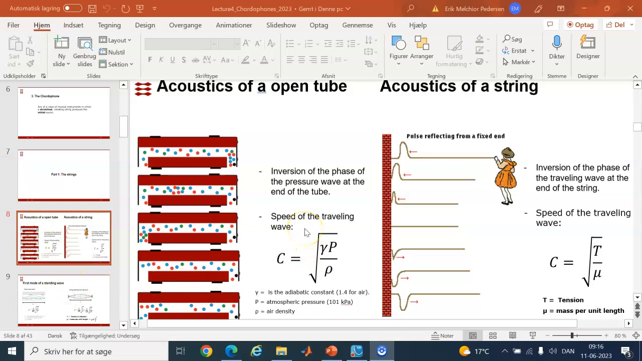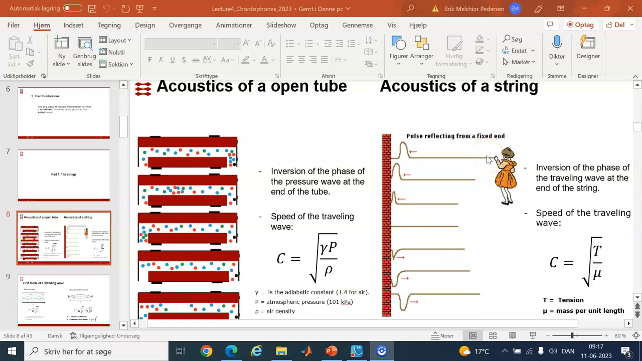And as we have seen before, the speed of the traveling wave is like this. c is the square root of this fraction. Gamma is an adiabatic constant, 1.4 for air, and P is the atmospheric pressure, about 101 kilopascals, 101,000 pascals. We remember a pascal is 1 Newton per square meter, and rho is the air density.